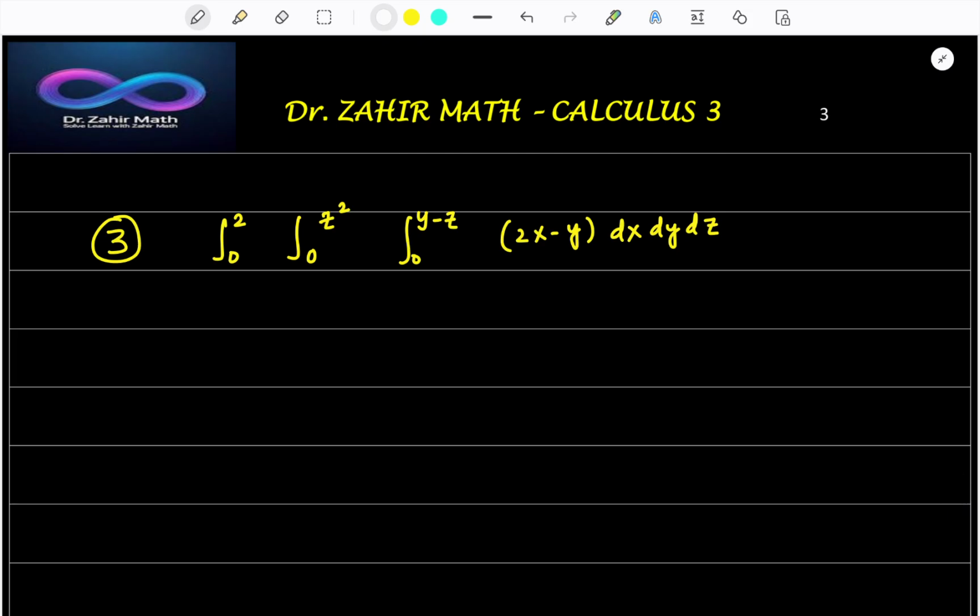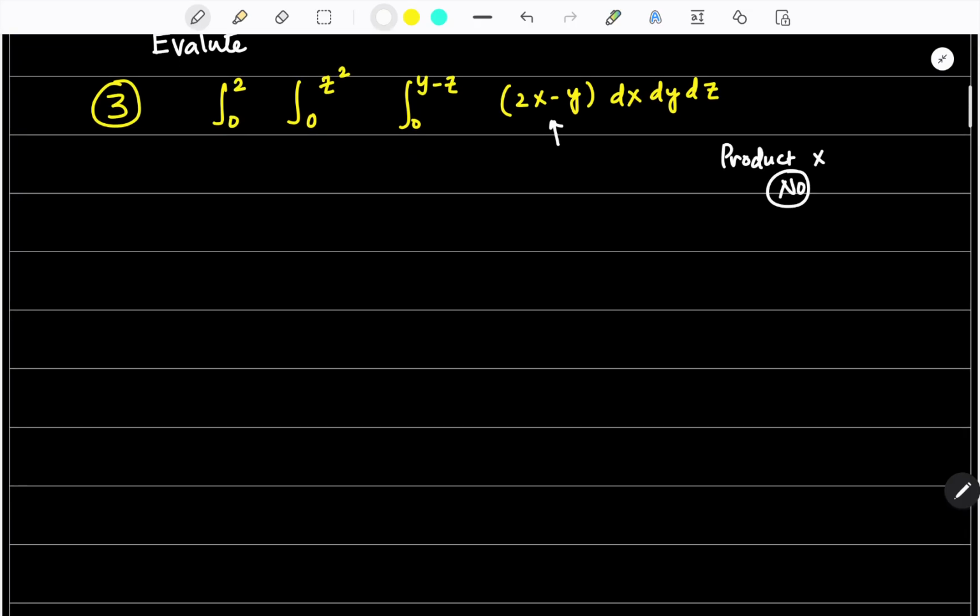Now the first thing is, this also asks us to evaluate the triple integral. Look at the question. Is it a product or not a product? There is a plus and a minus, so it is not a product. So can we move things here and there? No, we cannot move here and there. Keep that in your mind. So let's do the integration first.